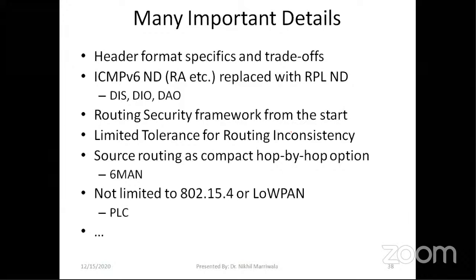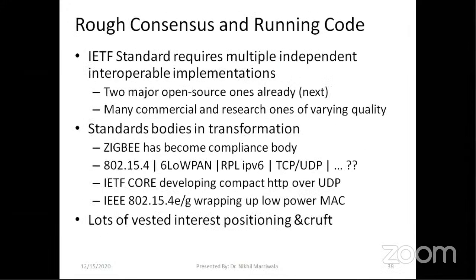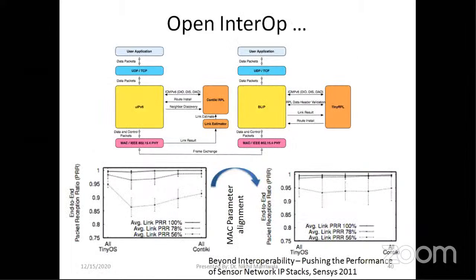So header format specifies and the trade-offs are there. The routing, security framework from the start, or the limited tolerance, etc., these are the most important details that we must always understand for these kind of protocols, right? So standard bodies in the transformation are in this form of ZigBee 802.15.4. We have RPL, IPv6, 6LoWPAN, TCP, UDP, many more to come, right? IETF CoRE, we have IEEE 802.15.4e also, right? So there are so many protocols that are actually existent and which are also coming up.